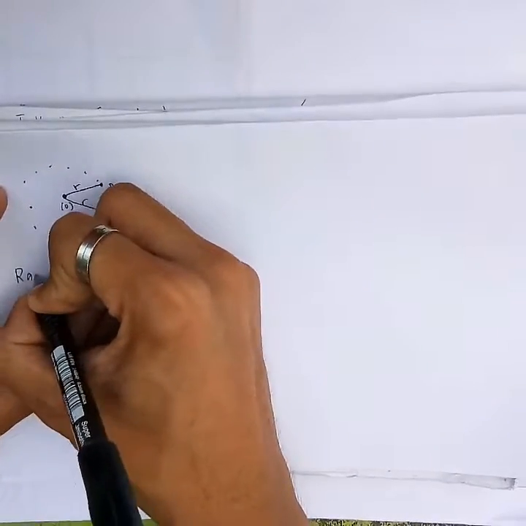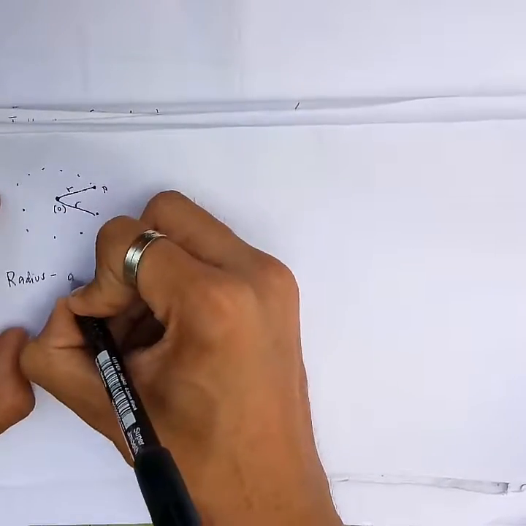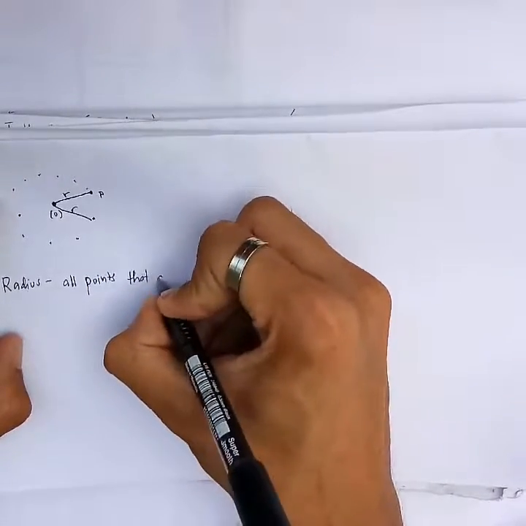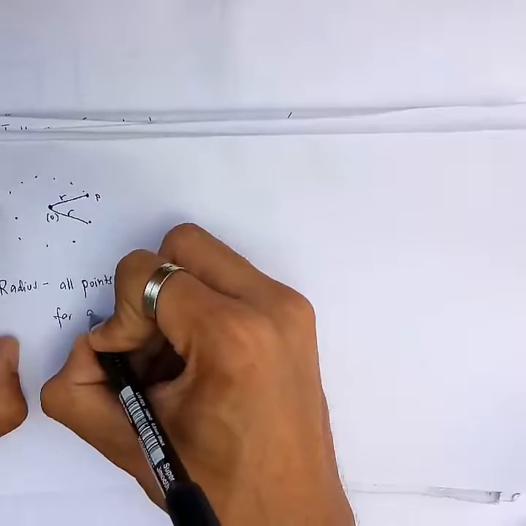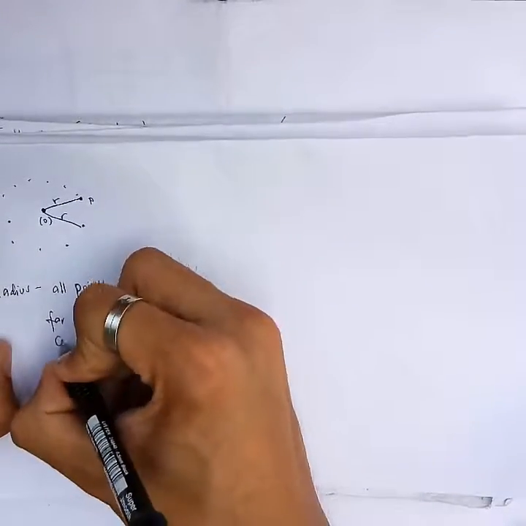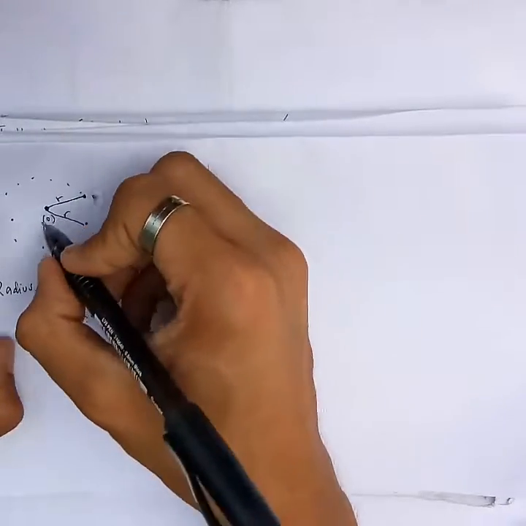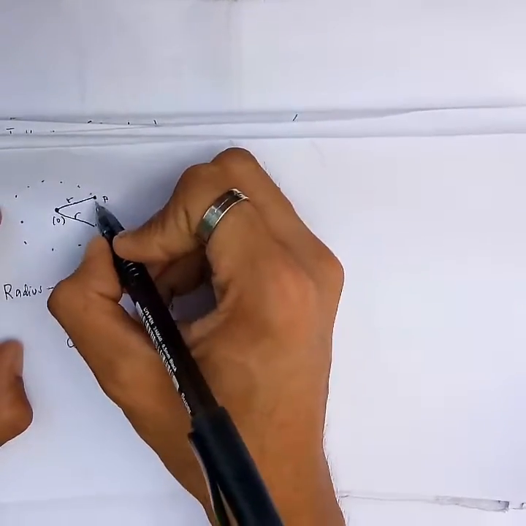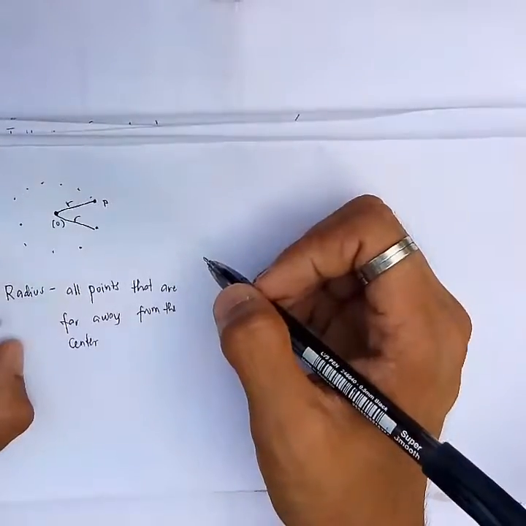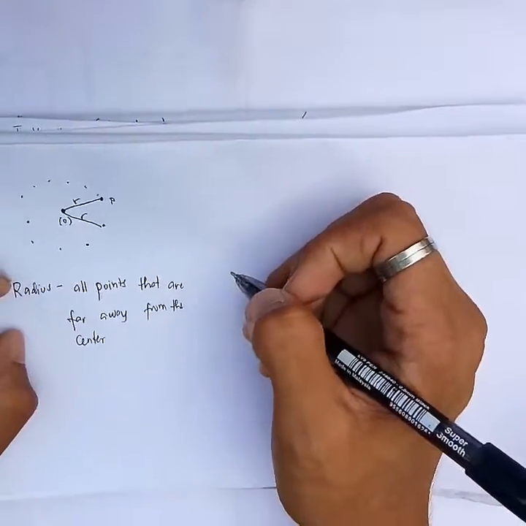Others define radius as all points that are far away from the center. We all know that radius are far away from the center, and others define that as well.